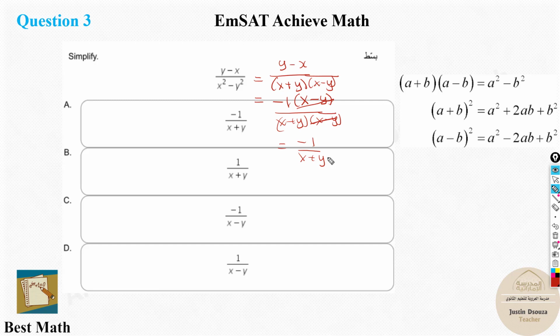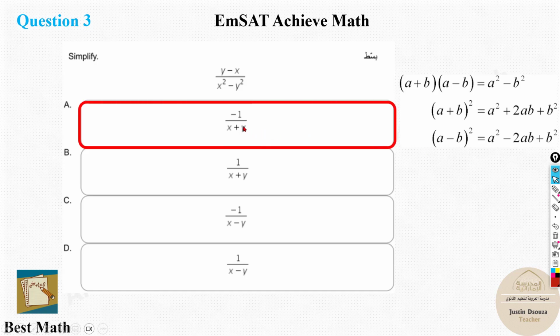This is the answer. Which is the correct answer here? It would be this one. So it is -1 divided by x plus y. So please remember to apply the identity. If it was anything else, apply the other identity accordingly. Use simple simplification and you will get this answer. Very easy. So that's how we solve that. That is the answer 1.